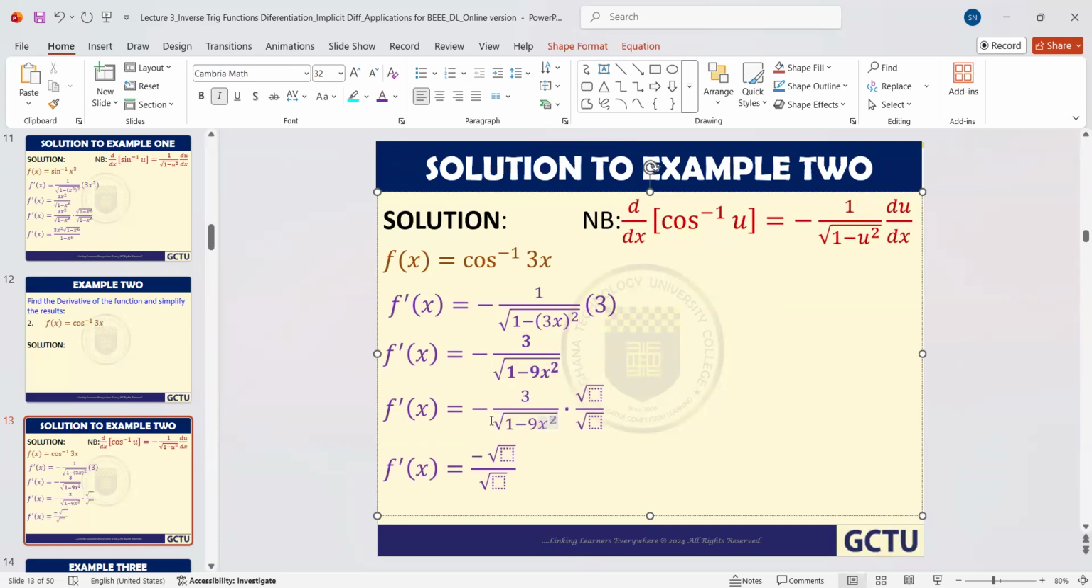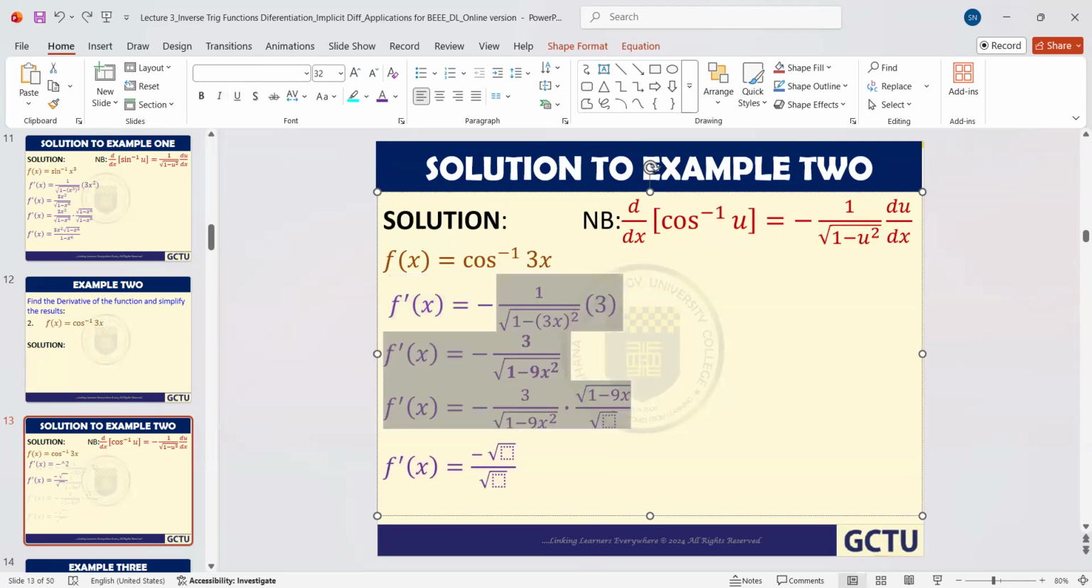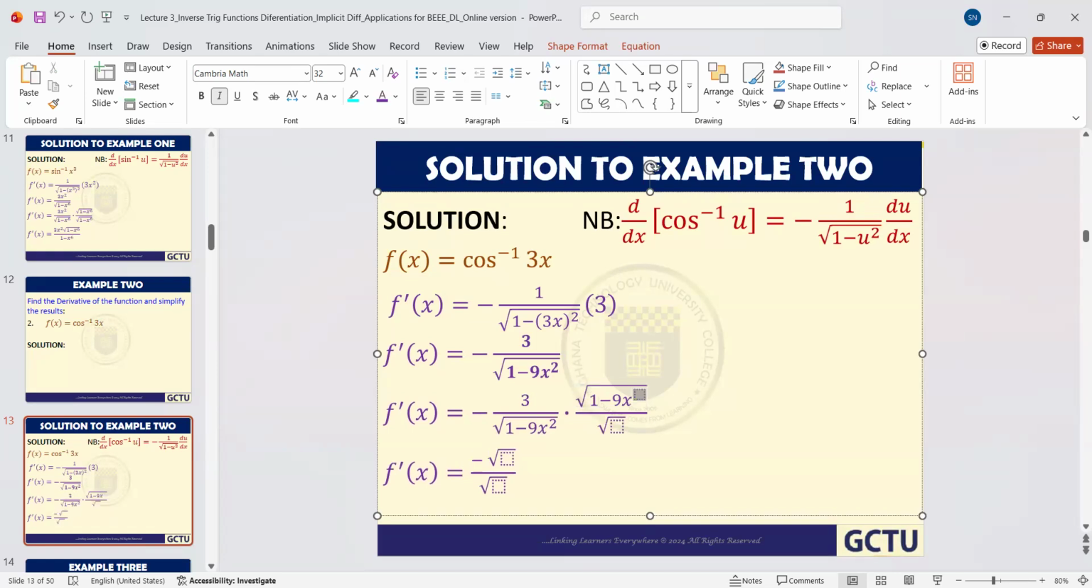Then I have to do the same thing by multiplying the numerator and the denominator by the root of 1 minus 9x squared. So 1 minus 9x squared in the numerator. Okay, to save time, let me just copy and paste here.